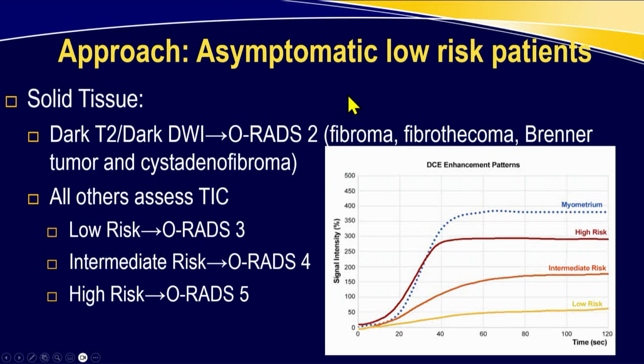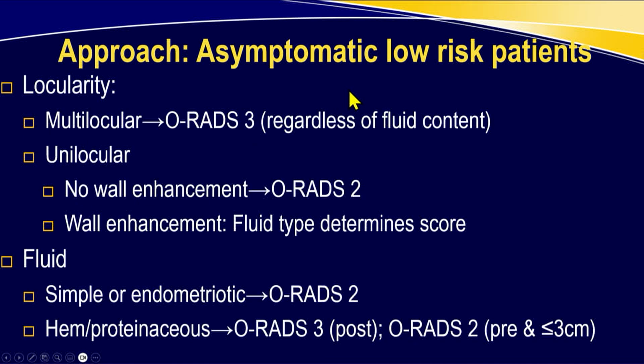For solid tissue, there's something that we call the dark lesion. Dark on T2, dark on diffusion-weighted imaging, and that's an O-RADS 2 lesion. And those refer to the fibromas, fibrothecomas, Brenner tumors, and cystadenofibromas. All other lesions that have solid tissue, we have to really look at their time intensity curve if you've generated one, or post-contrast imaging at 30 to 40 seconds after contrast.